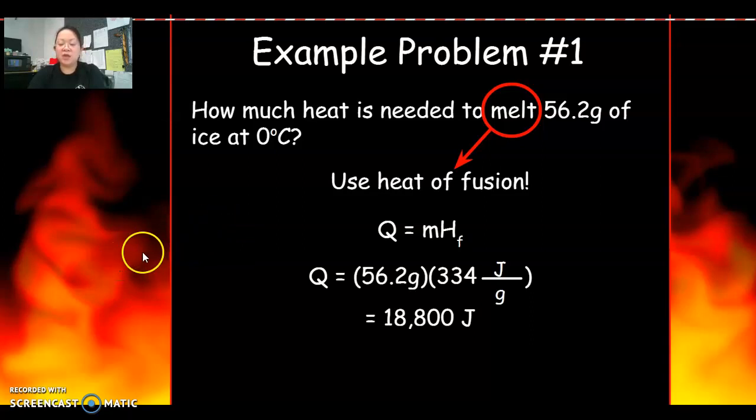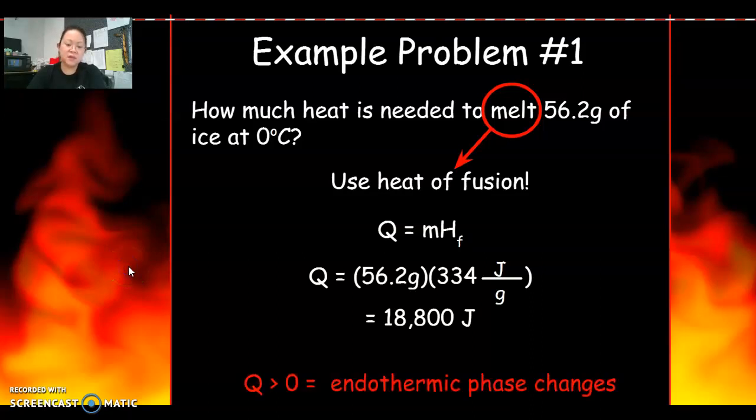The number that we actually used is 56.2 grams, which has 3 sig figs. So our answer needs to have 3 sig figs as well. And another thing to note is just like when we were calculating heat yesterday, when the heat is a positive number, that means it's going to go through an endothermic phase change. It's going to be absorbing that heat.